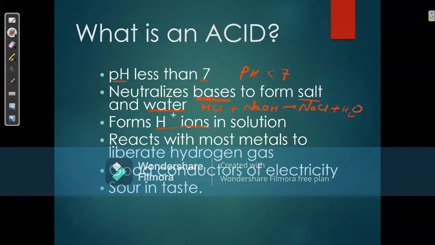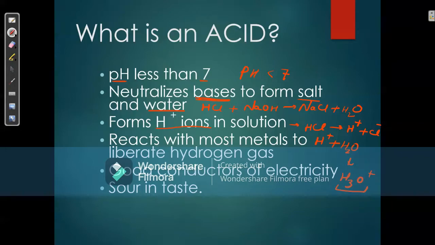The third property is that it forms H ions in solution. That means when we dissolve this acid in water, it produces H ion. How does this reaction take place? Actually, this HCl in aqueous solution dissociates into H ion and Cl ion. But when this H+ reacts with water, it forms H3O+ ion. We call it the hydronium ion.